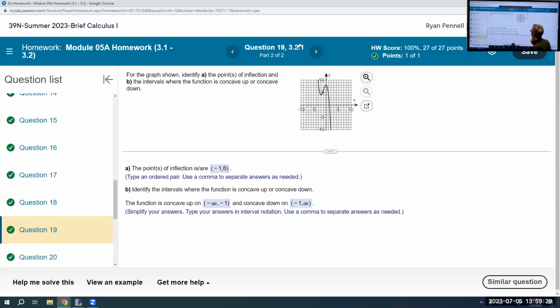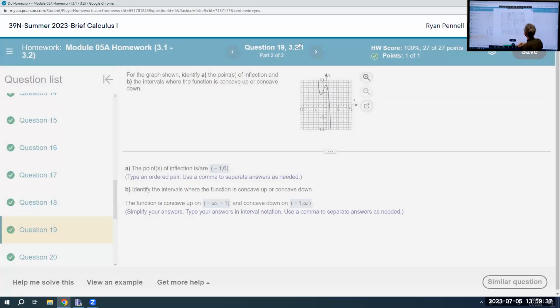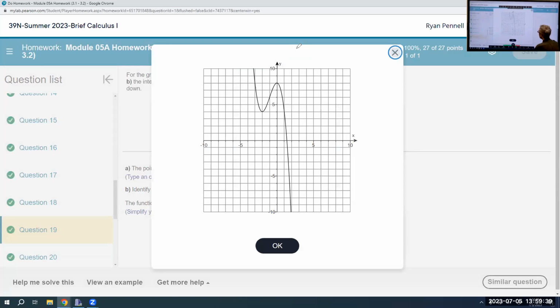For the graph shown, identify the points. Inflection points. Okay, we can just briefly talk about this. Just from the graph, what are the inflections? Well, it seems like something's going on right here. Something's going on right there.